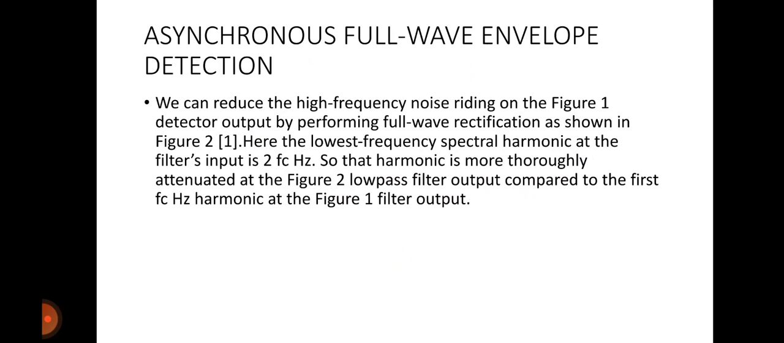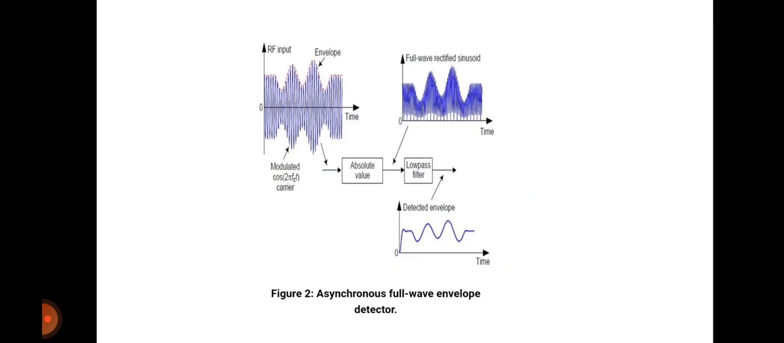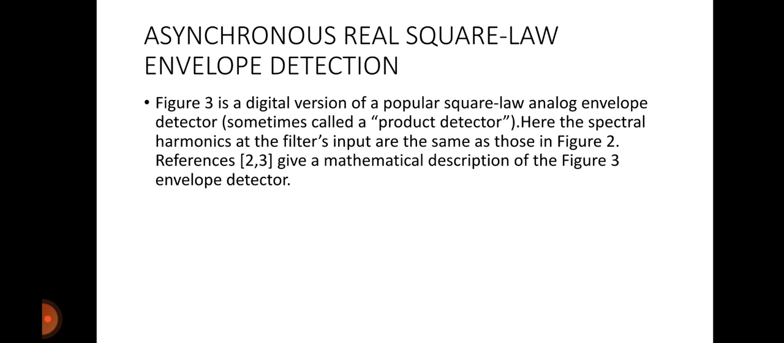Here the lowest frequency spectral harmonic at the filter input is 2 fc Hz, so that the harmonic is more thoroughly attenuated at the figure 2 low pass filter output compared to the first fc Hz harmonics at the figure 1 filter output. So by using the asynchronous full wave envelope detector, the output is clear without noise.